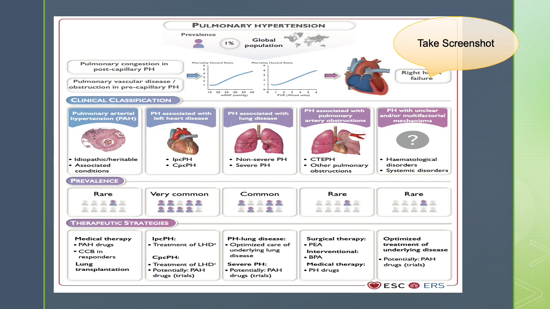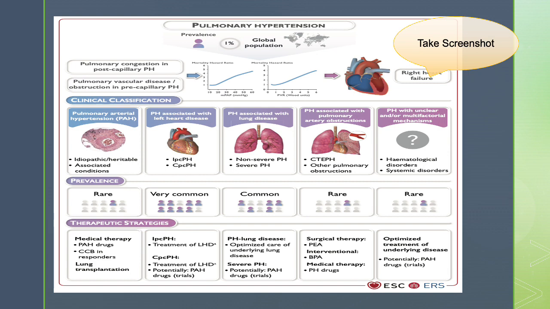When we talk about left heart disease, the post-capillary isolated or combined, that is very common. So what this tells us is that if you're seeing a patient with pulmonary hypertension, the first thing that you must rule out is whether it is because of a left heart disease. So there the echo is so important, and a cardiology liaison is very important. So if it is isolated post-capillary, you treat the left heart disease.